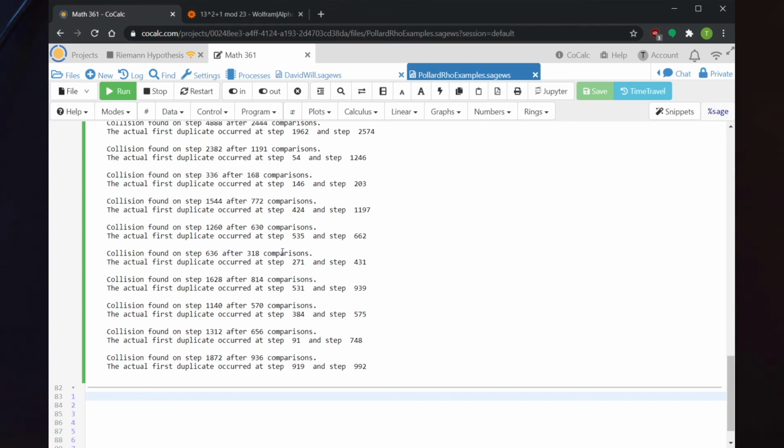Okay, so now that we hopefully understand how Pollard rho makes finding collisions easier, let's talk about how finding collisions helps us factor and how finding collisions helps us calculate discrete logs.